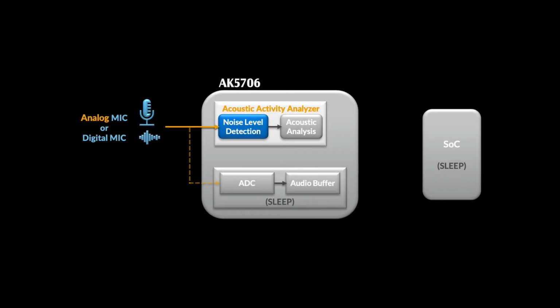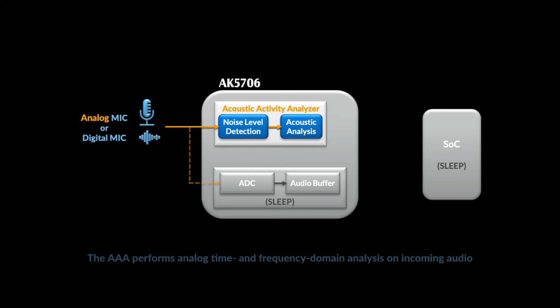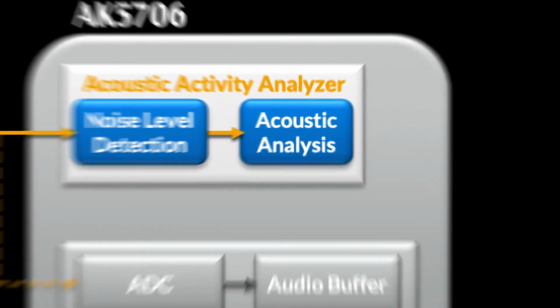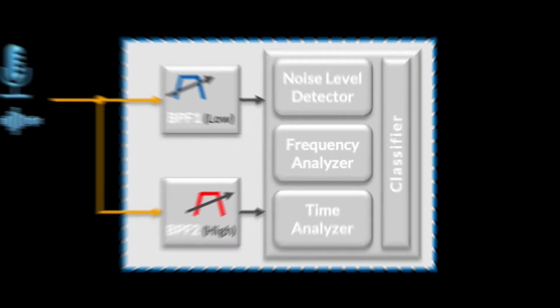We said earlier on that we don't even bother with any kind of acoustic analysis until we've identified a sound that is loud enough for us to want to learn more about it. When we encounter an audio event that fits our loudness criteria, we pass it on to the acoustic analysis block. As I mentioned in the previous video, the AAA performs analog time and frequency domain analysis on incoming audio. This analysis only costs a few microamps. We'd never have power numbers that low if we were running FFTs to figure out what kind of sound just occurred. Let's have a closer look at the acoustic analysis block.